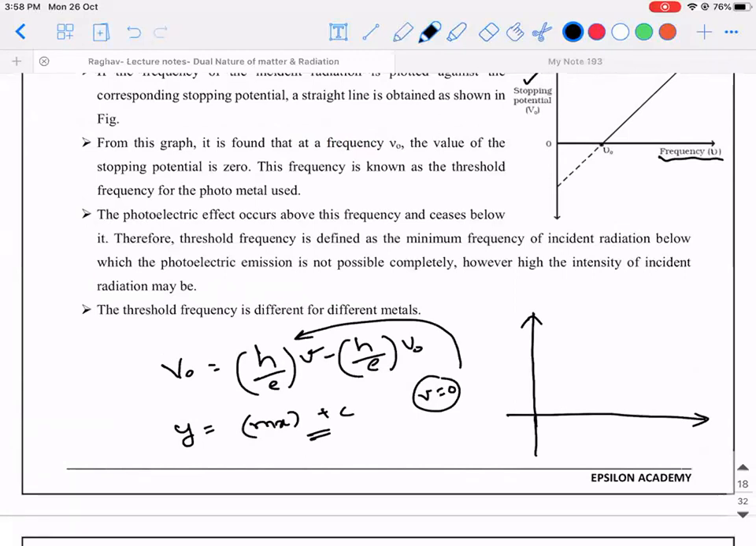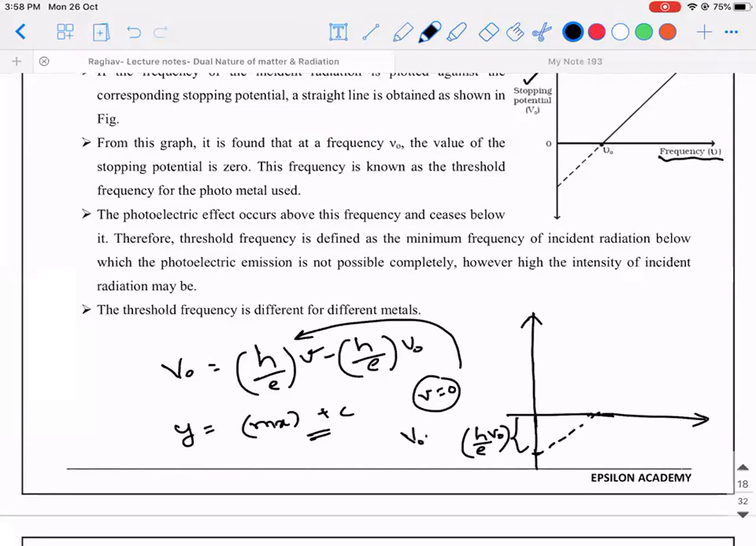So, upside, you will get the y coordinate. What is the y coordinate you will get for this? Minus h by e into nu naught. So h by e into nu naught is the negative c intercept. So when you plot the graph, okay.